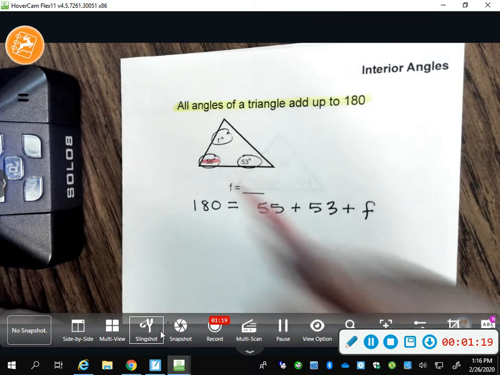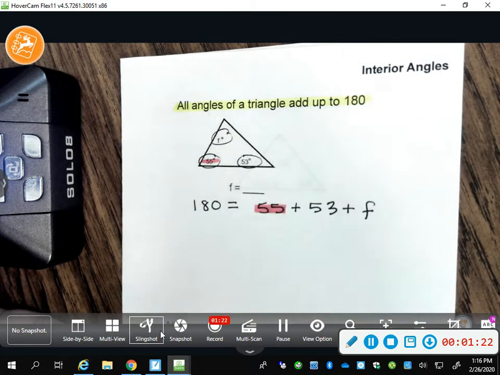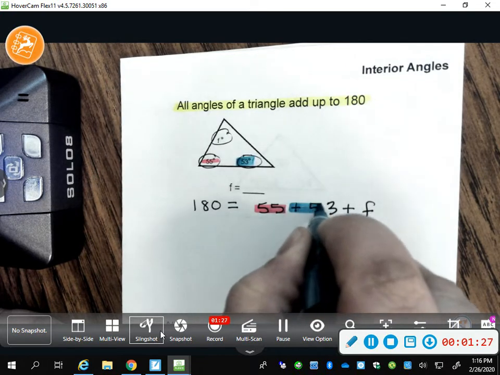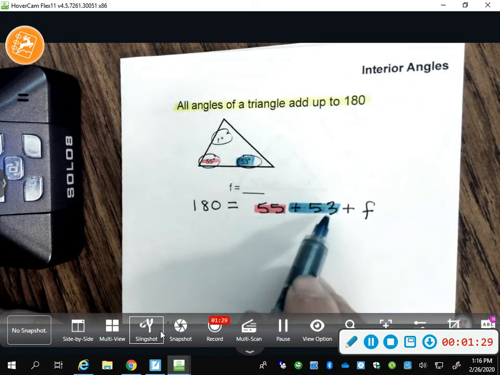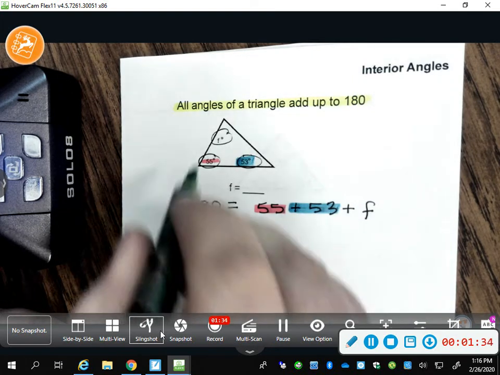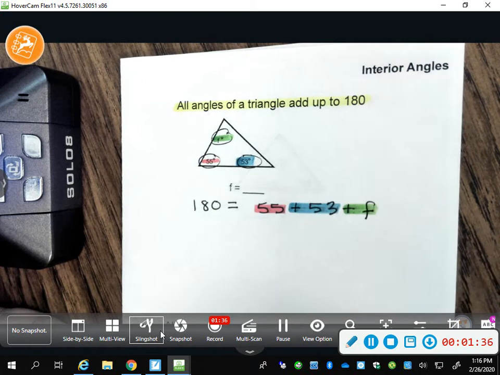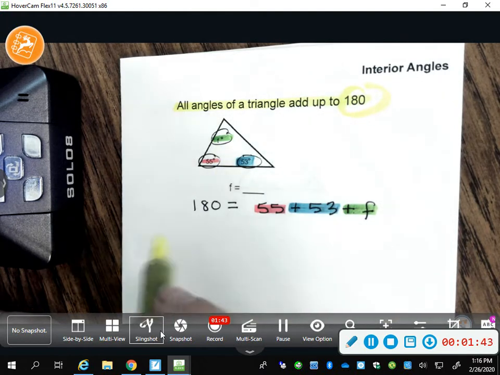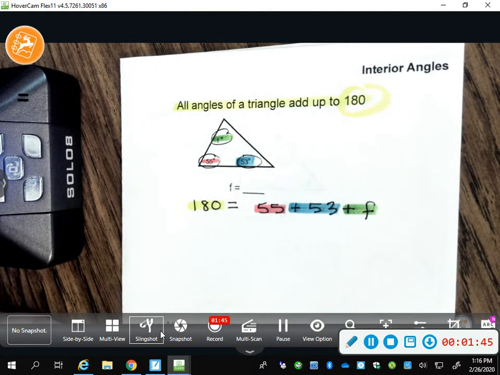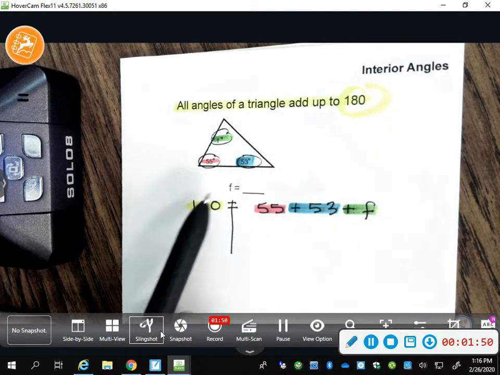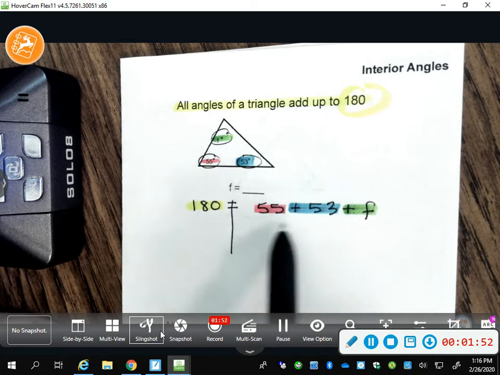That is, once again, this angle 55, this angle 53. Notice I put the plus sign with the term 53 to remember that it's positive. And this angle, angle F. All of that together gets me the magic number for interior triangle angles, 180 degrees. Now I have an equation, so if I wanted to solve for F, I can just solve the equation.